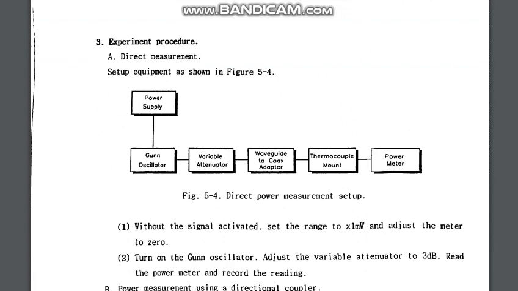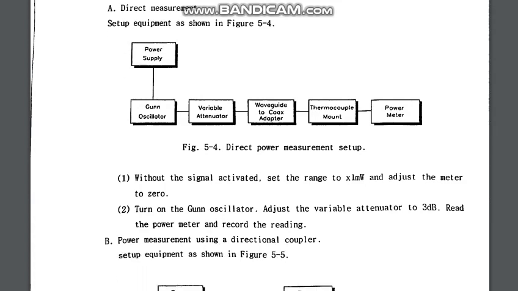Okay, the experimental procedure, that is direct measurement. How do you measure directly? First of all, connect the power supply with the gun oscillator and variable attenuator with waveguide to coaxial adapter. There is a thermocouple mount to find out the power meter. Just adjust and take the reading of the meter. Without the signal activated, set the range to x1 milliwatt or 2 milliwatt or 3 milliwatt, and adjust the meter to 0. Turn on the gun oscillator, adjust the variable attenuator to 3 decibel, read the power meter and record the reading.